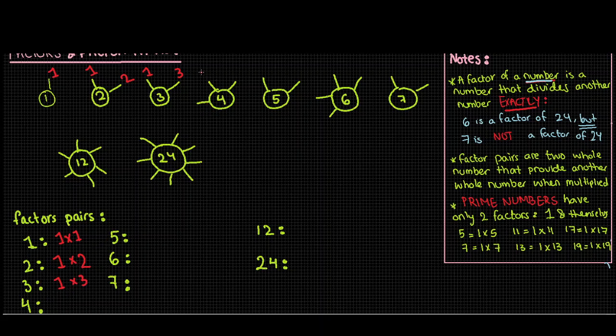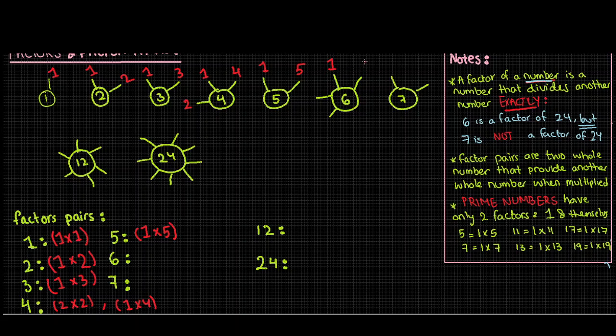4 is slightly different because it's not only 1 and 4, but we also have the number 2. We can say 2 by 2 gives us 4, and we can also say 1 times 4 gives us 4. What I'm writing down here is the factor pairs. So 1 has a single factor pair, that's 1 by 1, same for 2, and same for 3. 4 has two factor pairs because you can multiply 2 by 2 to get 4, and 1 by 4 to get 4. For 5, there are only two numbers which you can multiply together to get 5, that is 1 and 5.